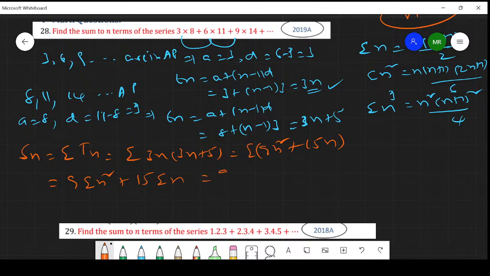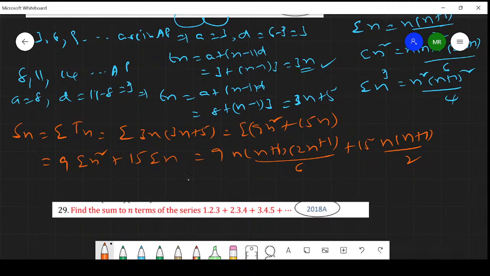Apply sigma now. If we apply sigma, 9 sigma n square plus 15 sigma n. We know that 9 into sigma n square, this is a value: n into n plus 1 into 2n plus 1 by 6. Plus 15 into sigma n, which is n into n plus 1 by 2.